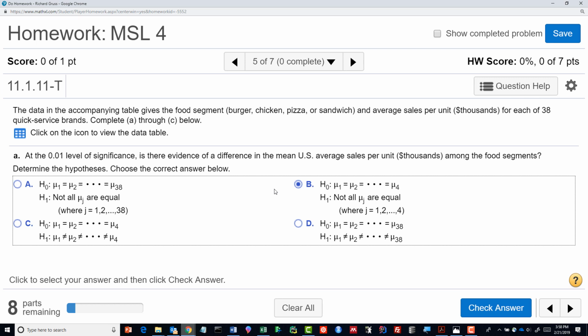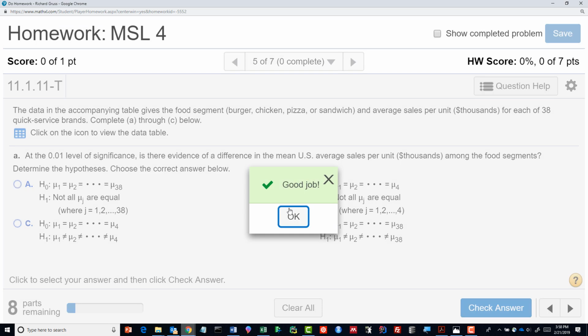Now the difference between B and C on my options here is that the alternative hypothesis should be that they're not all equal, which is not the same as they're all not equal, which is over here. So B is the correct answer for this one.